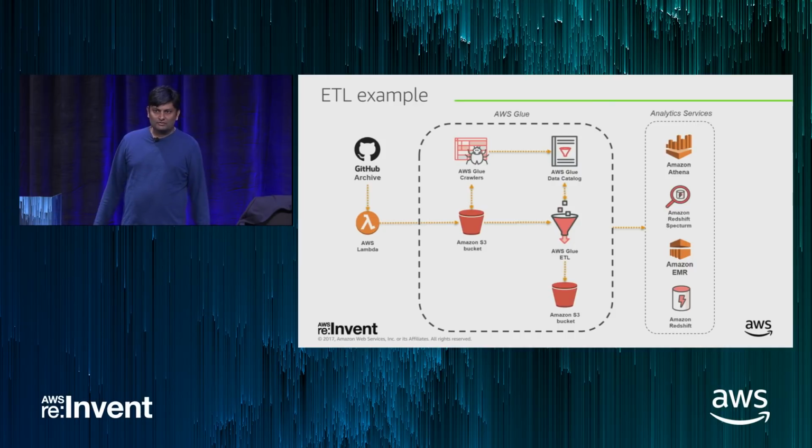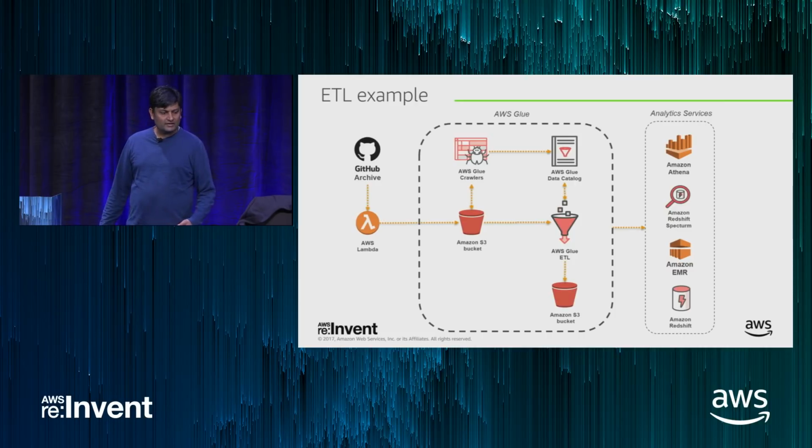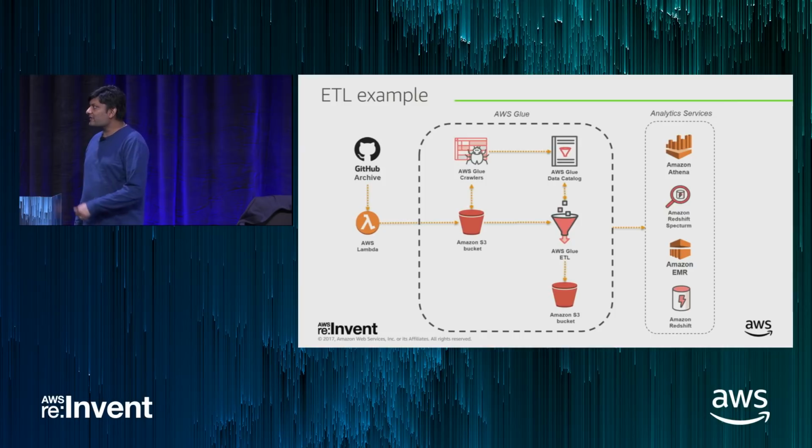You crawl it using Glue crawlers. They'll reconstruct the structure. You convert the data using our ETL system. And then the output is actually put back into Amazon S3 in another set of buckets where then it's available for a variety of analytic services to run queries over. Okay? So this is the example that we're going to be working with.